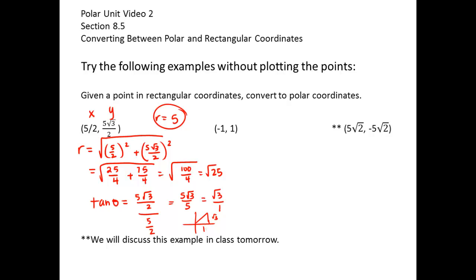So we know that this is a 60-degree angle. Well, looking back at my point, I know I'm in a positive, which means it has to be in the first quadrant. So 60 is the appropriate value. So 5, 60 degrees. Please make sure you use the degrees.